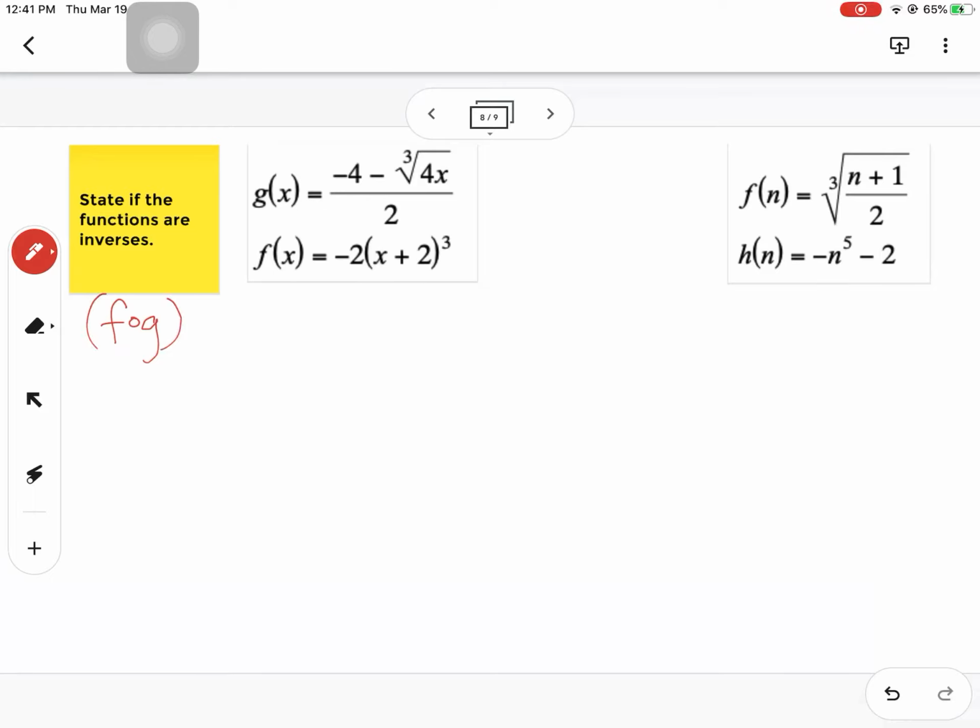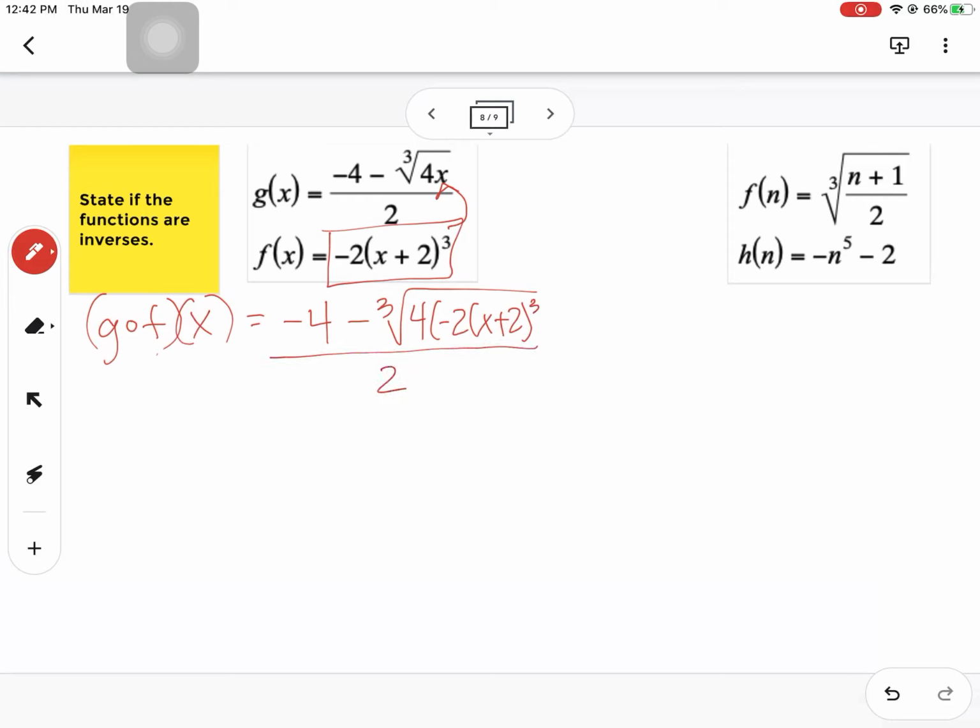I'm going to do f of g of x. So I'm going to plug... I'm actually going to go the other way because plugging that in looks really ugly. And you are welcome to make that call as you go through and pick your type. So I'm going to plug f into g. And when I do that, I get negative 4 minus the cube root of 4 times negative 2 times x plus 2 cubed all over 2.